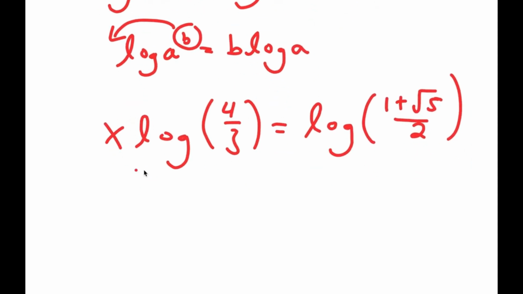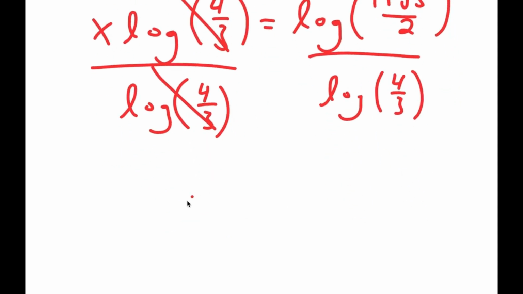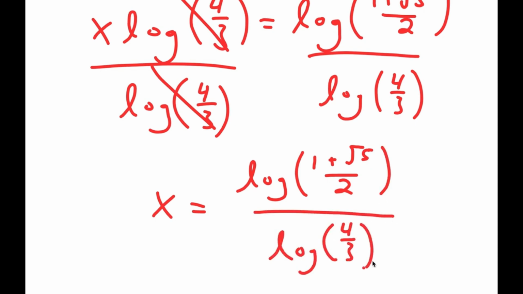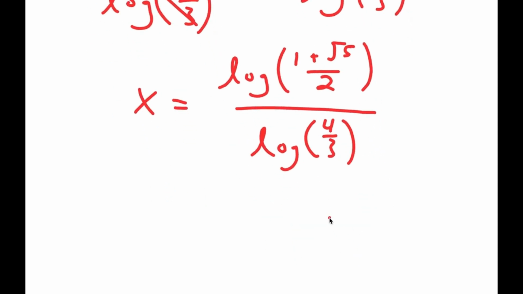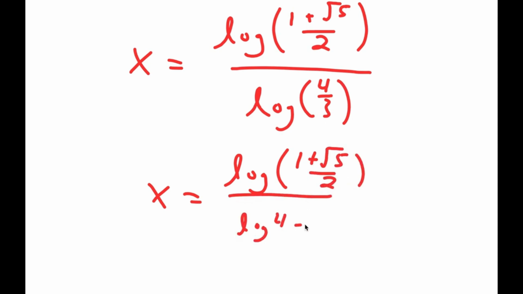So now that x is a term, we can isolate it by dividing both sides by log(4/3). So when these two cancel out, I get x is equal to log of (1 + √5)/2 over log(4/3). And log(4/3), I can rewrite that as log 4 minus log 3.